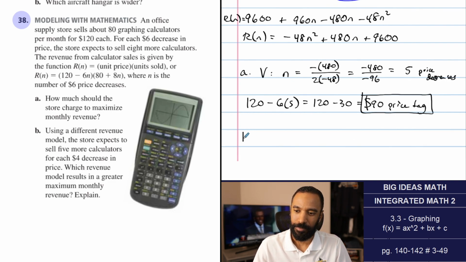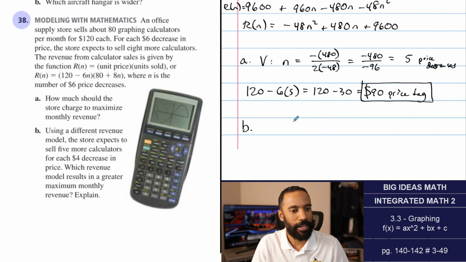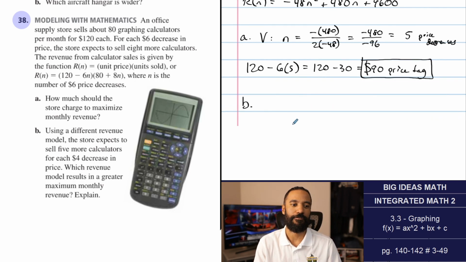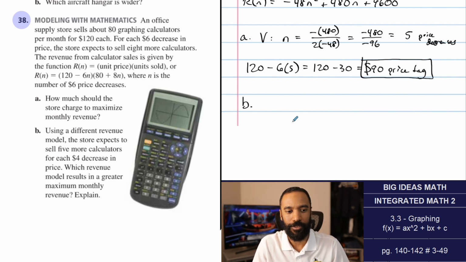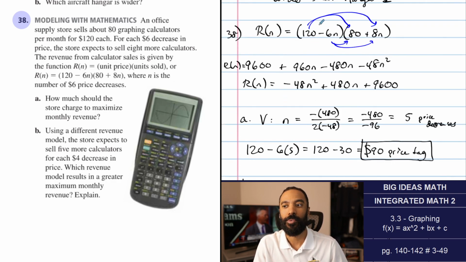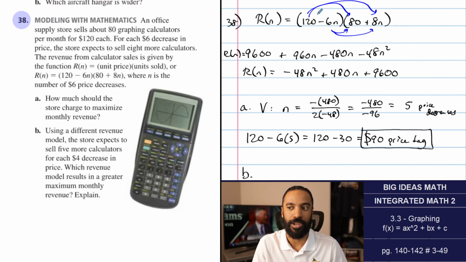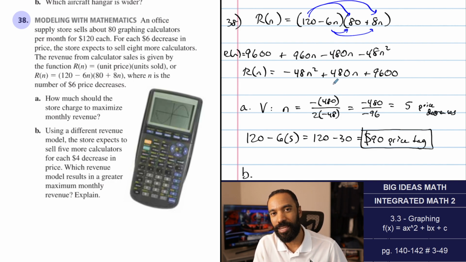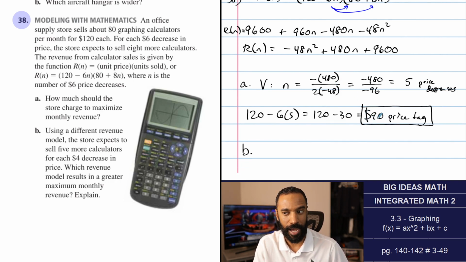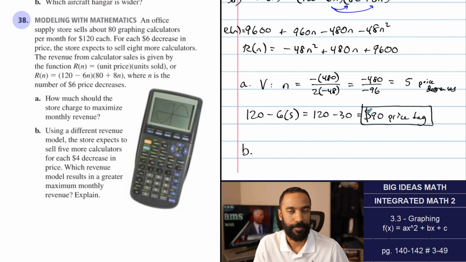Part B. Using a different revenue model, the store expects to sell 5 more calculators for each $4 decrease in price. Which revenue model results in a greater maximum monthly revenue? Explain. Okay, so now they are expecting you to create a new model based on this. There's a lot to do in this problem. We're going to expand that out, and we need to find the y value of each vertex and compare them.